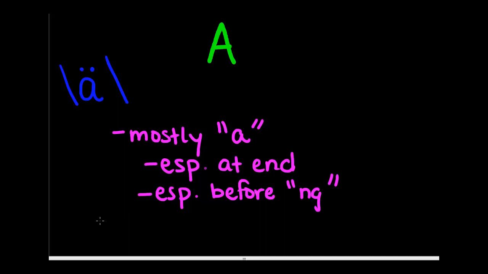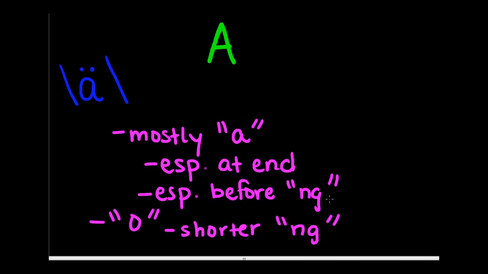The other spelling is the letter O. The letter O for the ah sound happens with shorter ng words. The A happens with longer words that have ng. The O happens with shorter ng words, maybe 4-letter words or 5-letter words. And then there are some exceptions. So let's jump right into the examples.